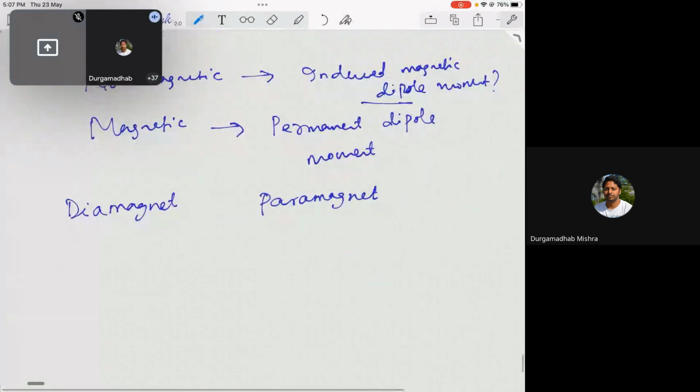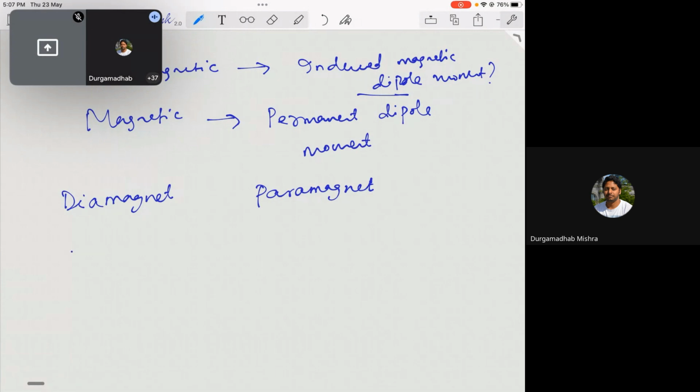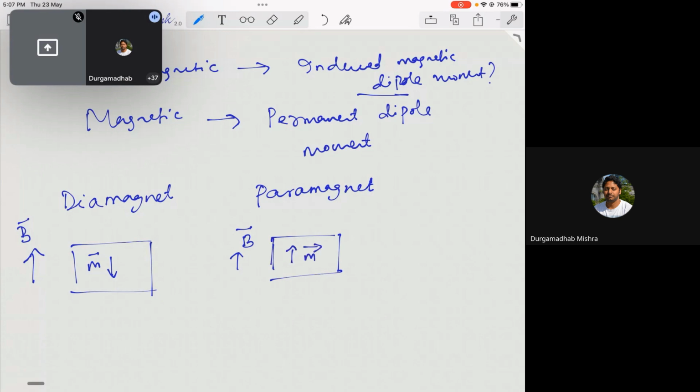Again, you are familiar with this picture. If I have a diamagnet and I apply a magnetic field, the magnetic moment M, or the dipole moment M, will be opposite to this applied magnetic field. Similarly, if I take a paramagnet and apply a magnetic field, the induced dipole moment will be along, or parallel to, the magnetic field. This is a situation which you are also familiar with. So this is a diamagnet and a paramagnet.